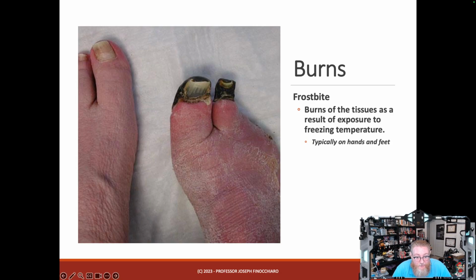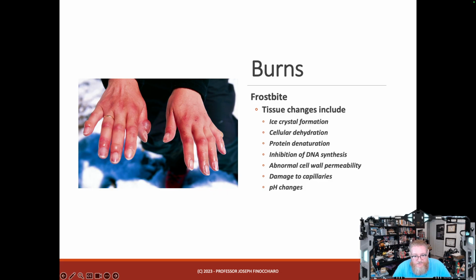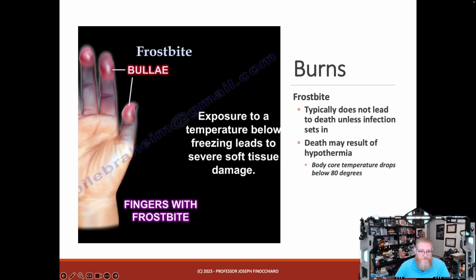Also in the category of burns is frostbite, and this results as a burn as a result of freezing temperatures. And we typically find these on the extremities, hands, feet, nose, things of that nature. Tissue changes include ice crystal formation, cellular dehydration, protein denaturation, inhibition of DNA synthesis, abnormal cell wall permeability, damage to capillaries, and pH changes. Frostbite typically does not lead to death unless infection sets in. Death may be a result of hypothermia, which occurs when the body core temperature drops below 80 degrees.